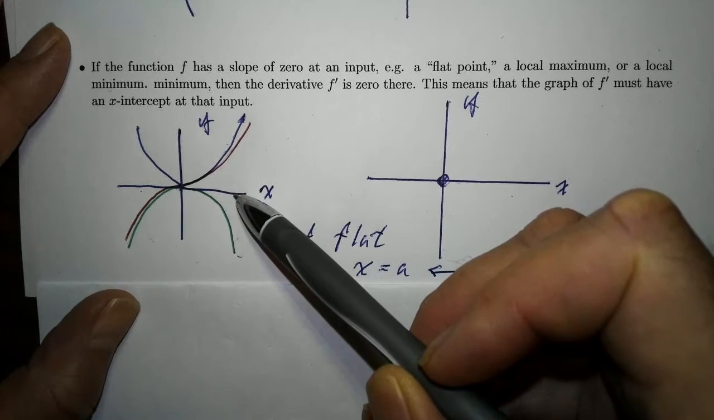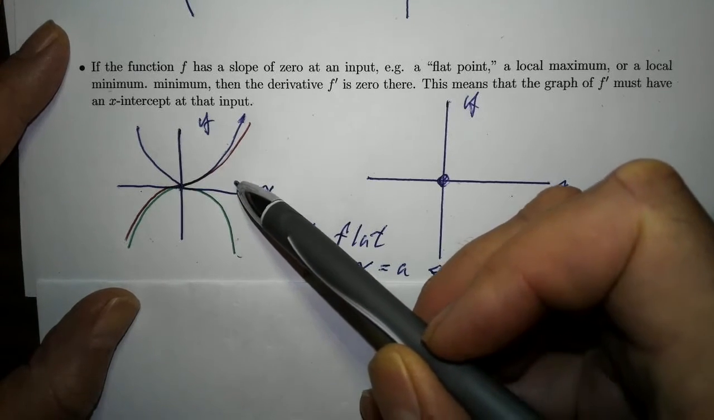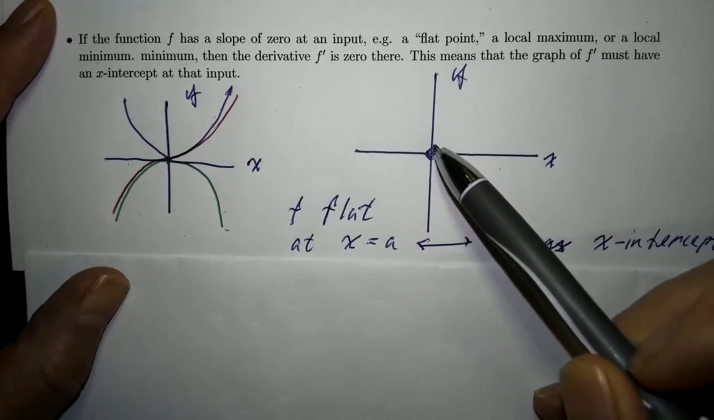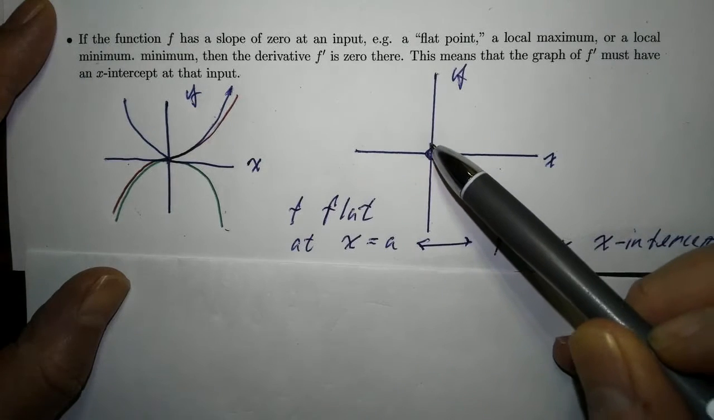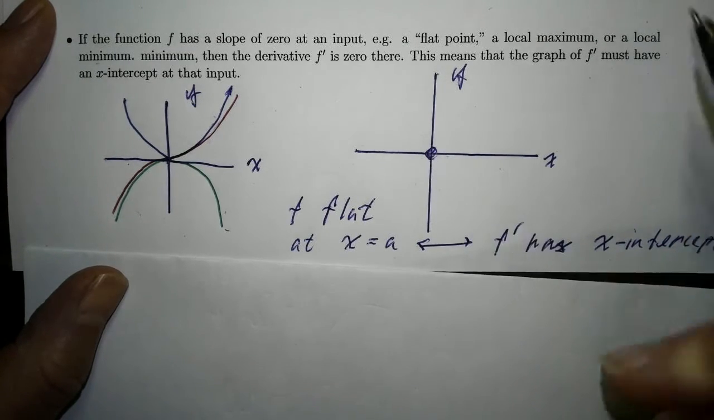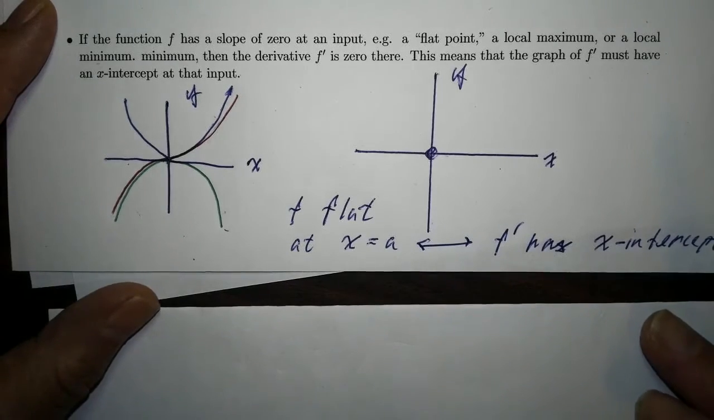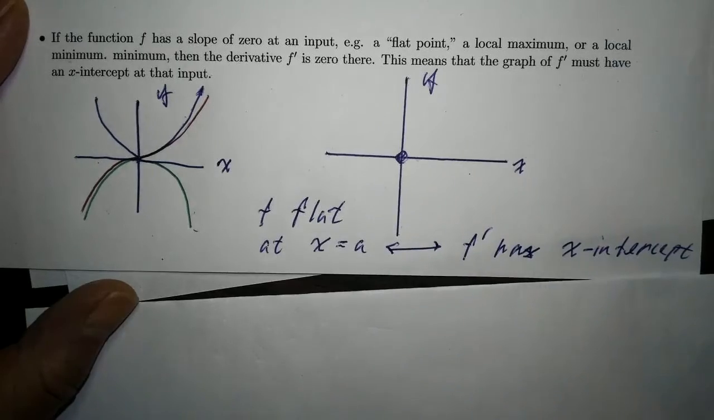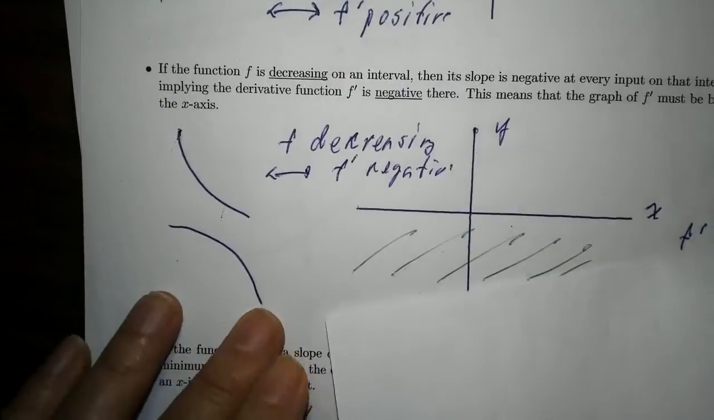So if the tangent line has a slope of 0, and if the derivative is the slope of the tangent line, that means regardless of which of those three situations I'm looking at, the derivative has to equal 0 there, or have a horizontal intercept. So again, if the graph of f is flat at a point, the derivative has to have an intercept there.